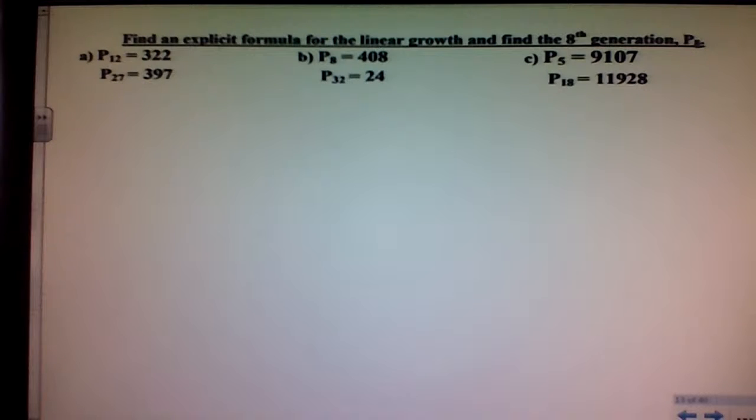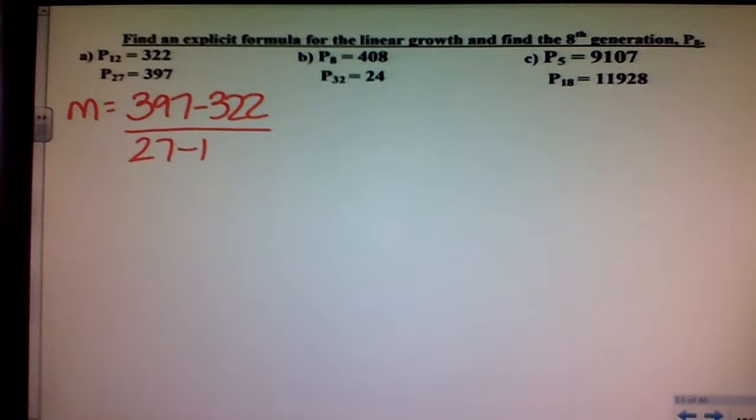Okay, so I need to find slope. Slope is 397 minus 322 over 27 minus 12. Find your slope. Okay, again, it's your y values subtracted and your x values subtracted. Pause. Where does 27 come from? I thought that's the same thing. That's a legitimate question.